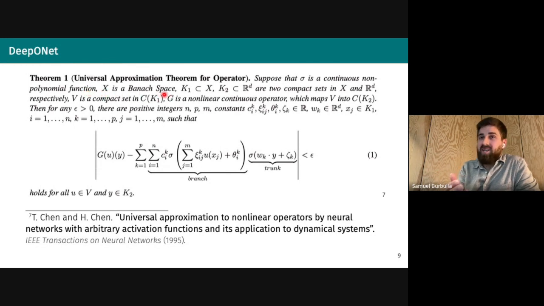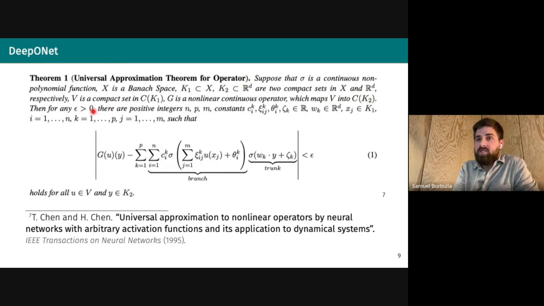X is a Banach space. I called this V previously. Then we have some compact subsets. Nothing too important here. And V is another compact set in the continuous functions of K1. K1 is a subset of this Banach space. So G, the assumption for G is that it's a nonlinear continuous operator which maps V, the input function space, into another function space. Here it's the function space of continuous functions defined on this compact subset K2 of RD.